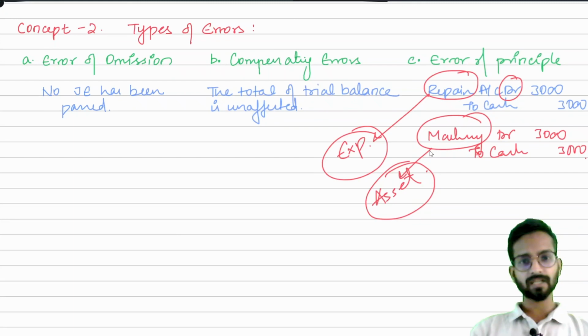In compensating error, we had to debit some expense, but we debited another expense. So we cannot say that is error of principle, but this error is error of principle, that is expense and asset. Understood?